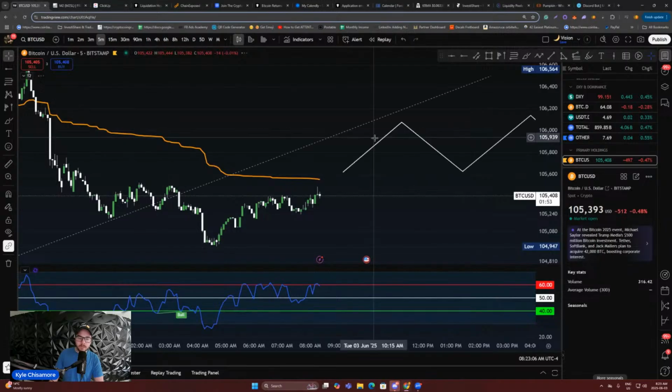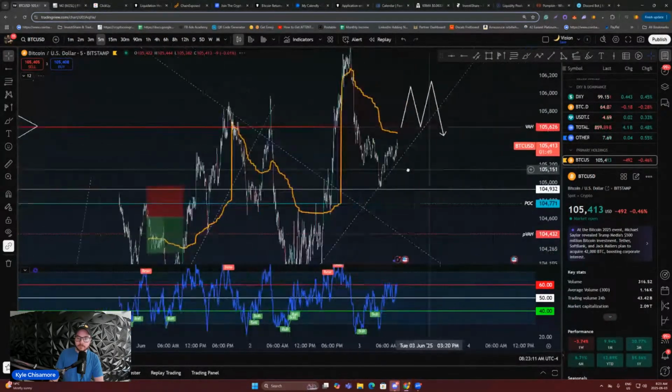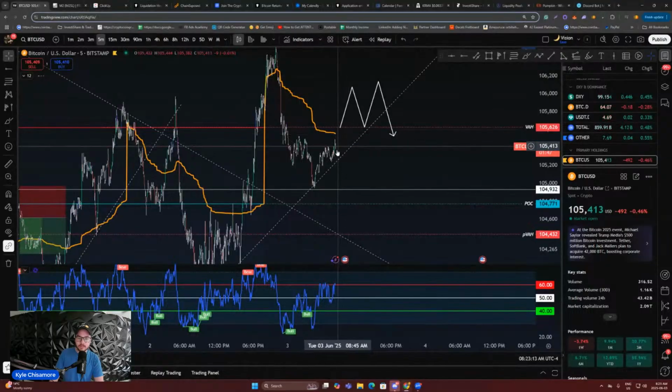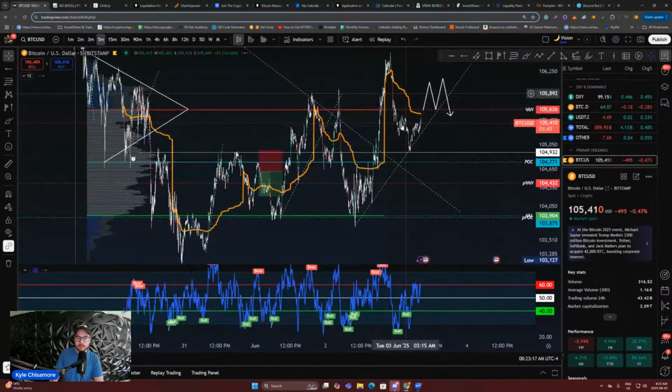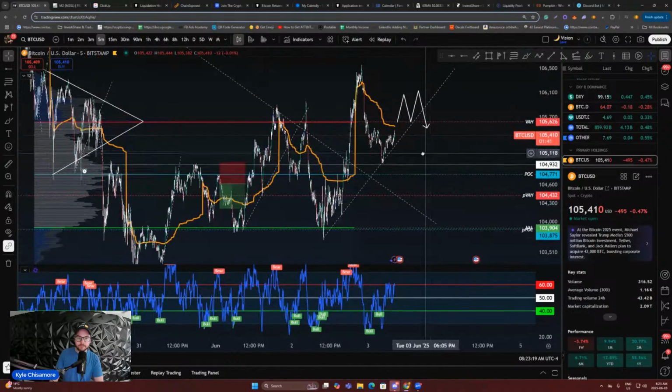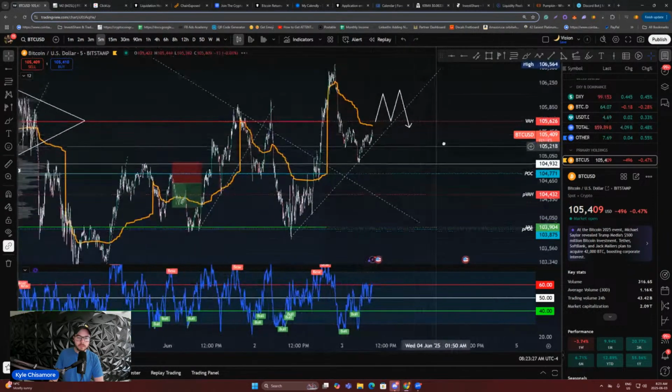Let's go back to Bitcoin's chart. Internally it looks like it's trying to get a push up, but it's technically bearish right now. Okay, we're in a daily golden pocket too. Yeah, that makes sense.